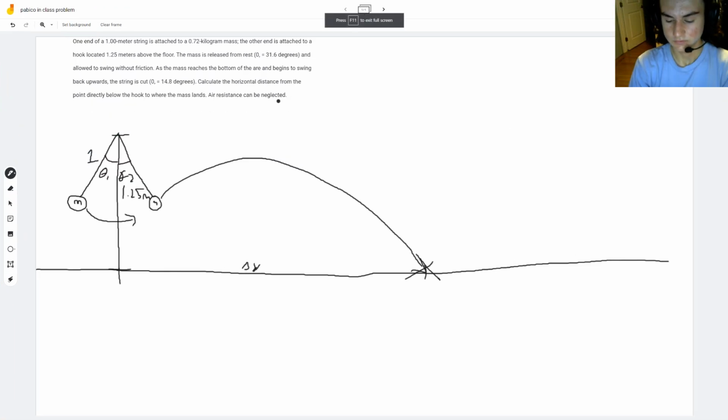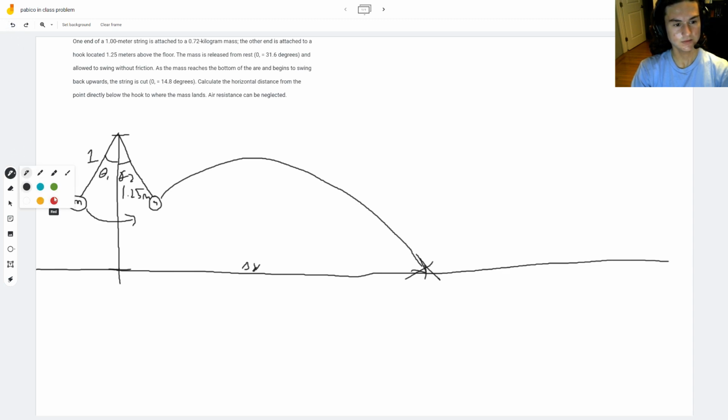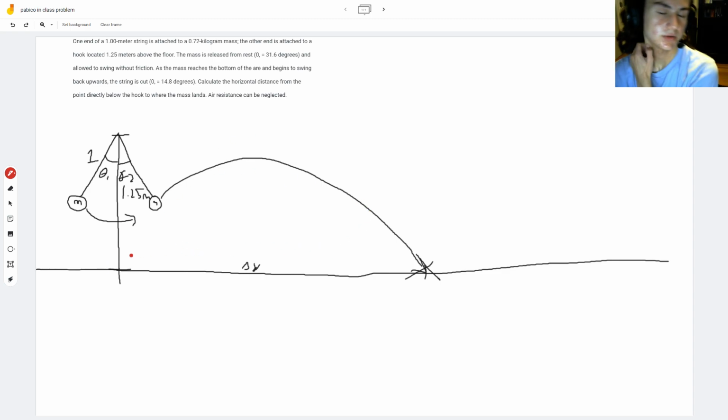Alright, so today I'm going to be explaining the problem that Mr. Pabico handed out in class today. Basically, we can see it's a mass swinging around on a pendulum, then it gets cut at this point, and then it falls to the ground in a uniform arc, or whatever you want to call it. So how we start to solve this problem is we first want to find the velocity it has right here, and then after that it just becomes kinematic.